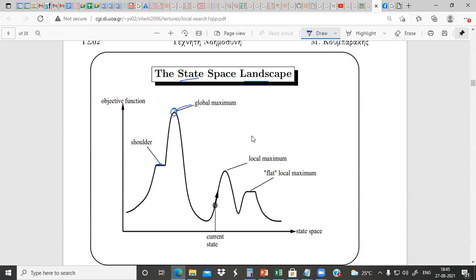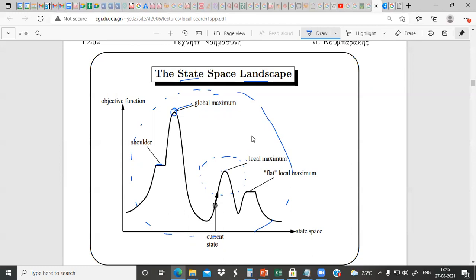This point is called the local maxima. Why is it called local maxima? In this area, this is the maximum point. But if you take the whole state space, this is not the maximum point. This is the maximum point in the entire state space, which is called the global maximum. But in a limited area, this is the maximum point, so this is called a local maximum.